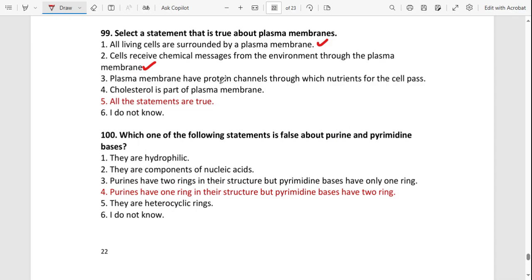Plasma membrane have protein channels through which nutrients for the cell pass. This is true. You have got these channels. Cholesterol is part of the plasma membrane. This is true. You have got proteins, carbohydrates, lipids. All the statements are correct. All right.